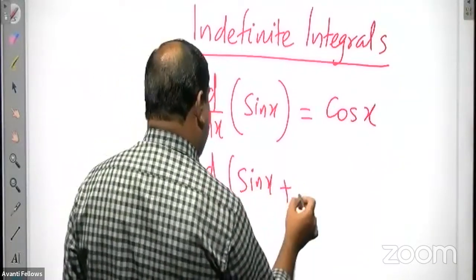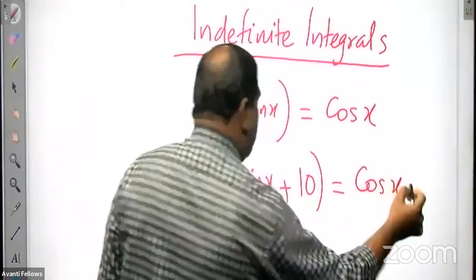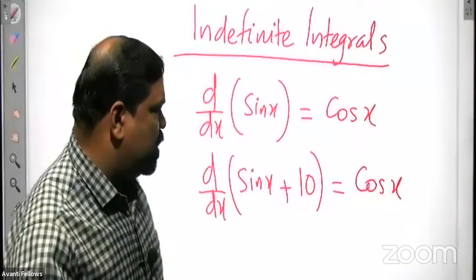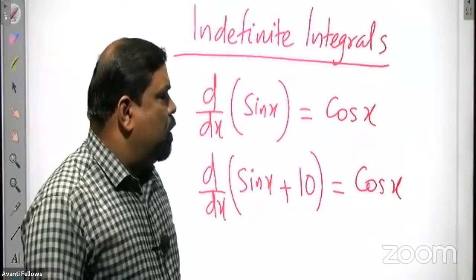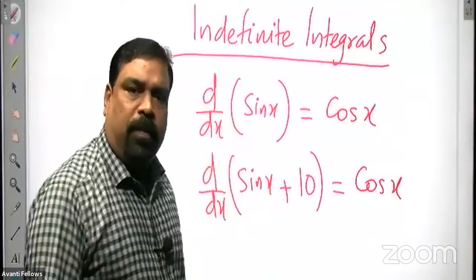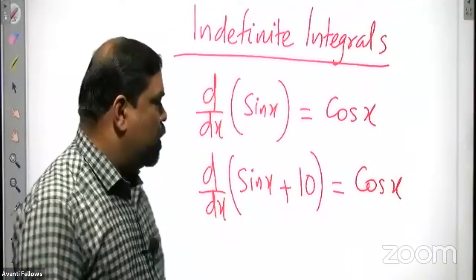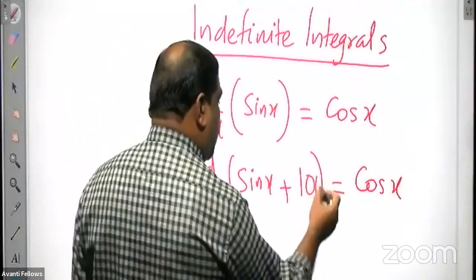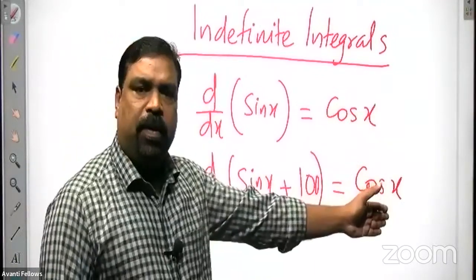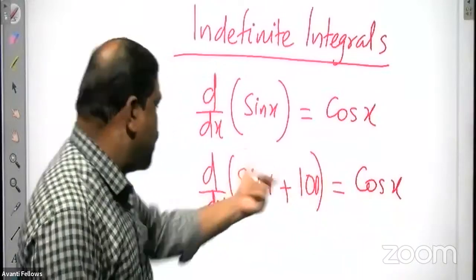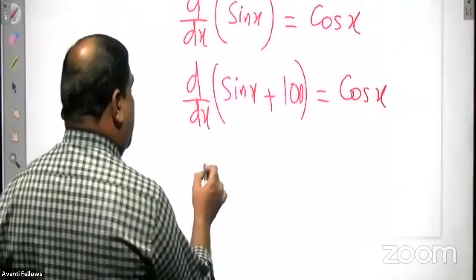And not only is the derivative of sin x equal to cos x, we also know that if you add any constant to this sin x, say sin x plus 10, the derivative of sin x plus 10 is also equal to cos x. So I can say the integral of cos x can also be sin x plus 10. If I put sin x plus 100, the derivative is also cos x. That means if I add any constant to this function, there will not be any change.